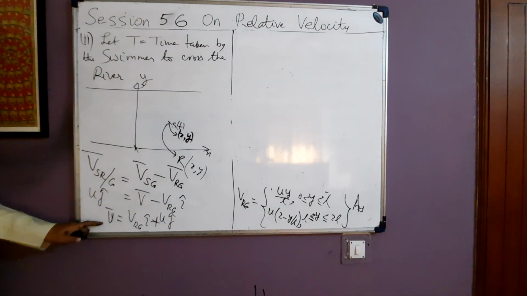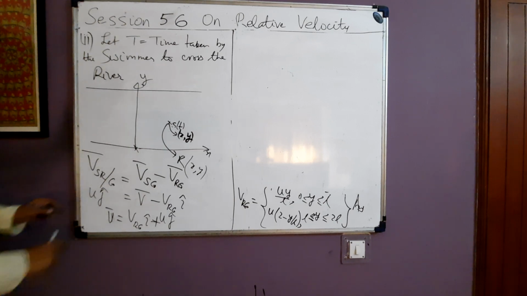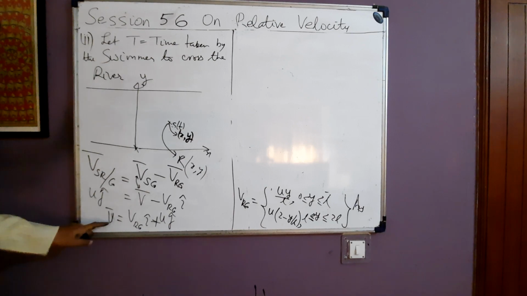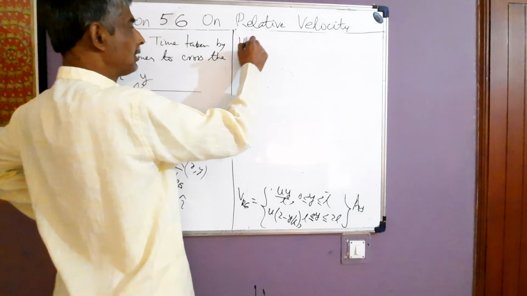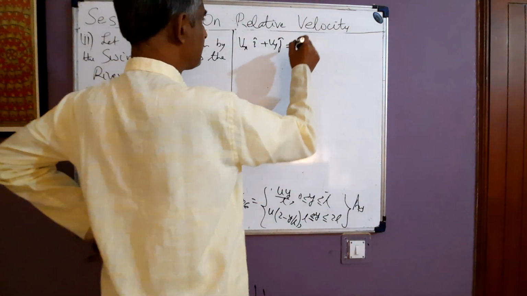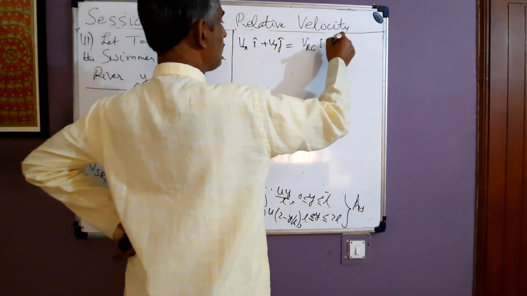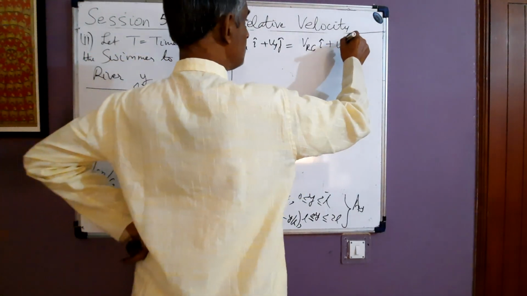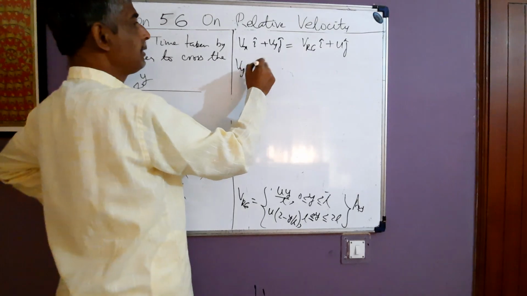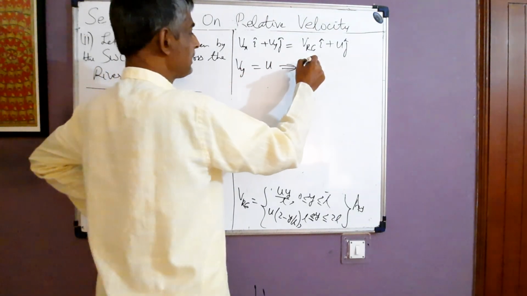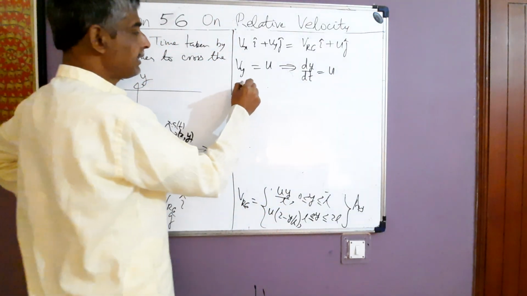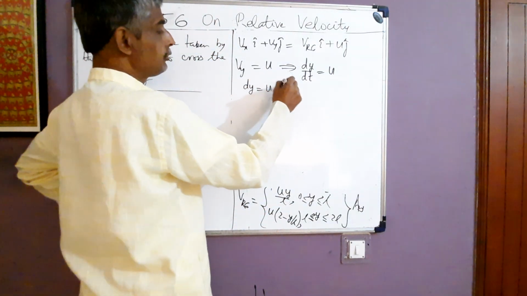So V will be written as Vx i hat plus Vy j hat. This is simply VSG. So Vx i hat plus Vy j hat is just equal to VRG i hat plus U j hat. If we equate the coefficient of j on both sides, then we get Vy is equal to U. But Vy is dy by dt, just U. So dy is equal to U dt.